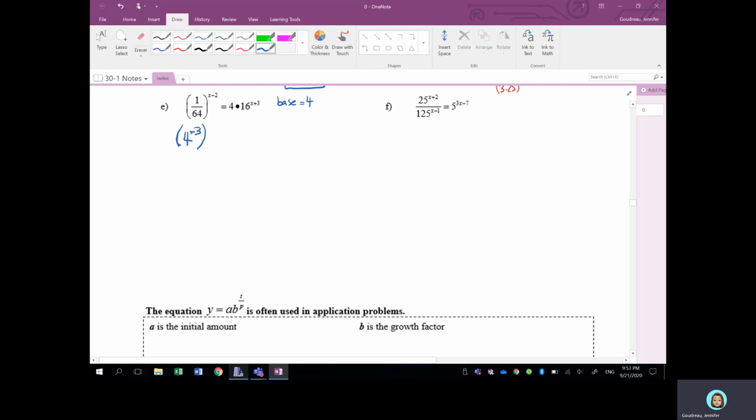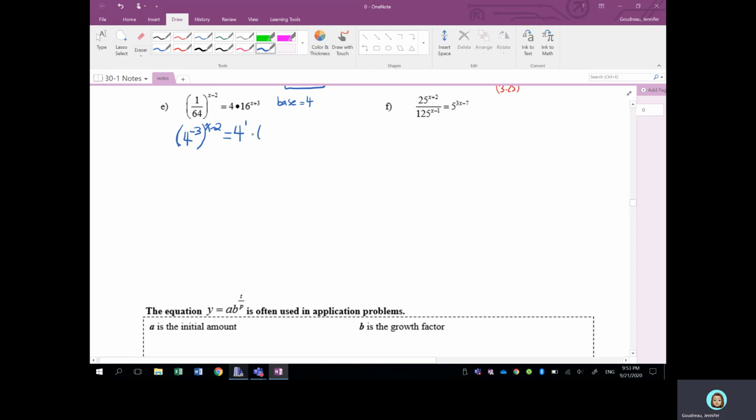So I've replaced the base, keeping that exponent still there. The x minus 2 is still there. On the other side, 4 is already in a base of 4. We can write it as 4 to the power of 1 if you want. You don't have to do that, but it kind of helps for the next step.